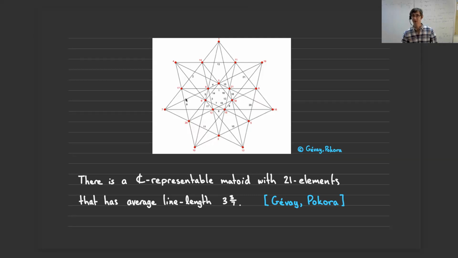It's obviously not going to be a straight line construction because that's real representable, right? This thing's got average line length bigger than 3.